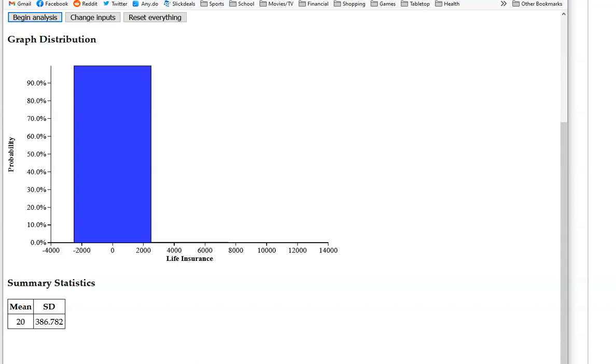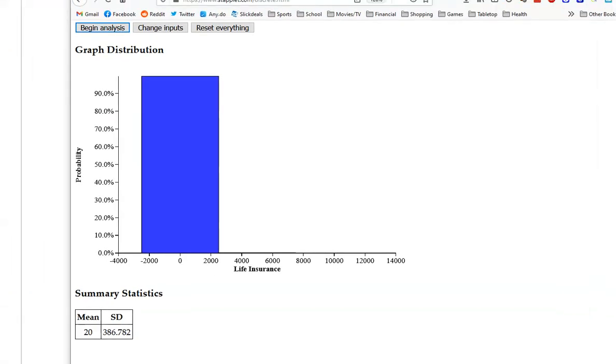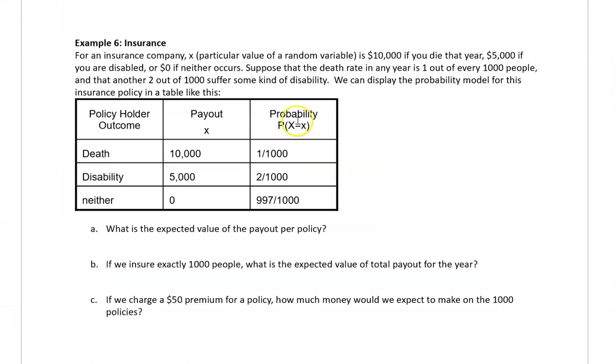386.782, and that makes sense. It needs to be really big like that because you're either getting 0 or you're getting like 10,000 or 5,000. So that's why there's such a big deviation there. Because it's one of them things where you're either getting a lot of money or you're getting nothing. So it has a very high average distance from that mean right there because you're never going to get the mean.